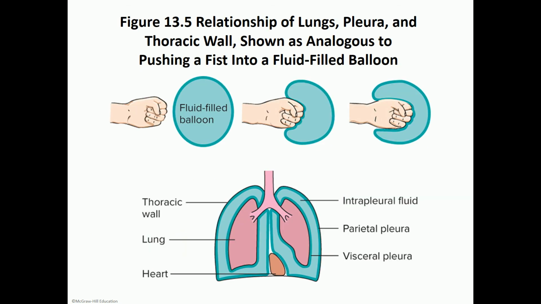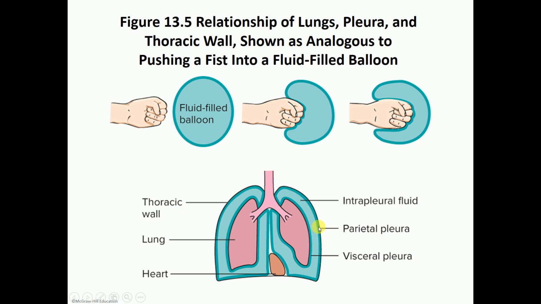Now here you can see the two layers of the pleura, and in order to understand how these layers are made, it's kind of like putting the fist into a balloon full of fluid. When you do so, you're now making two different layers. The layer that is right on top of the lung would be the visceral pleura, while the second layer that is lining the chest wall from the inside, so the ribs from the inside, would be the parietal pleura. You can also see part of the parietal pleura right on top of the diaphragm.